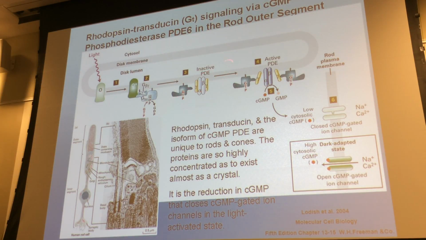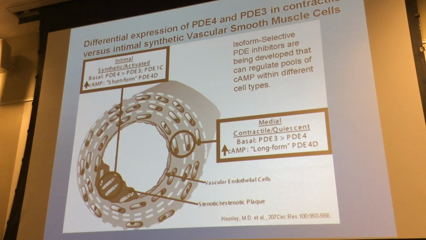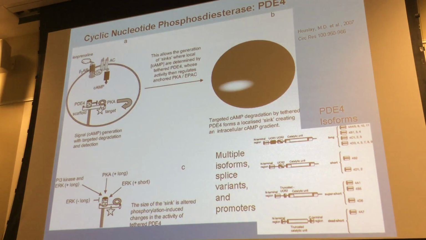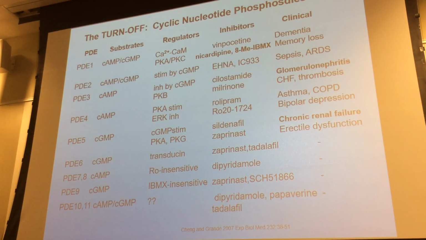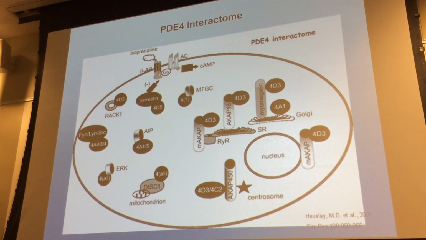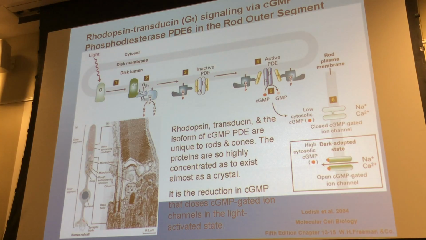Now this alpha subunit can interact with a phosphodiesterase, which was one of the phosphodiesterases on that list. Do you remember which one it was? Should we go back and look? Which one of these was the one that is in the rod outer segment? 6. Okay? So it's that unique phosphodiesterase, not found in other places.